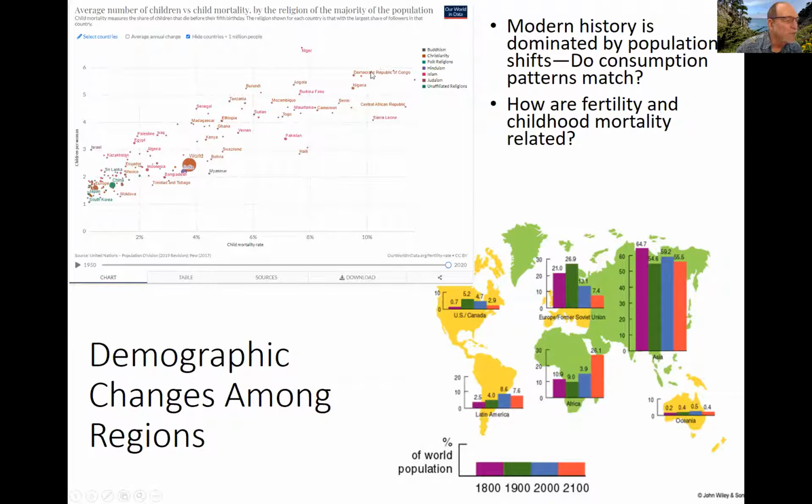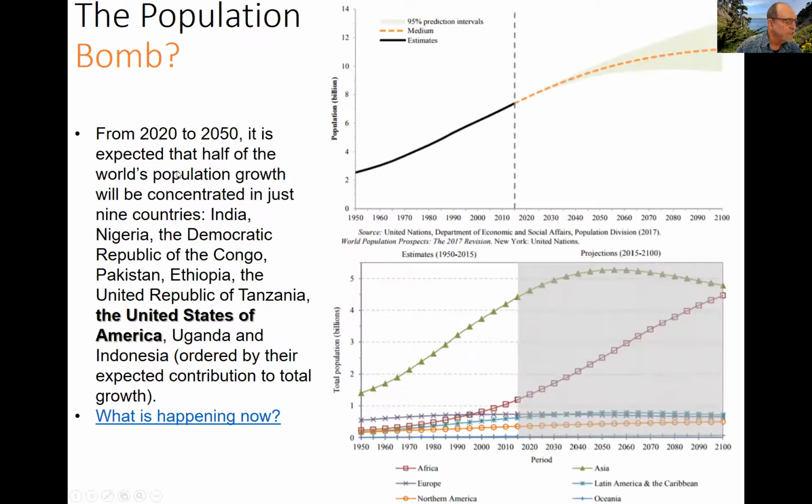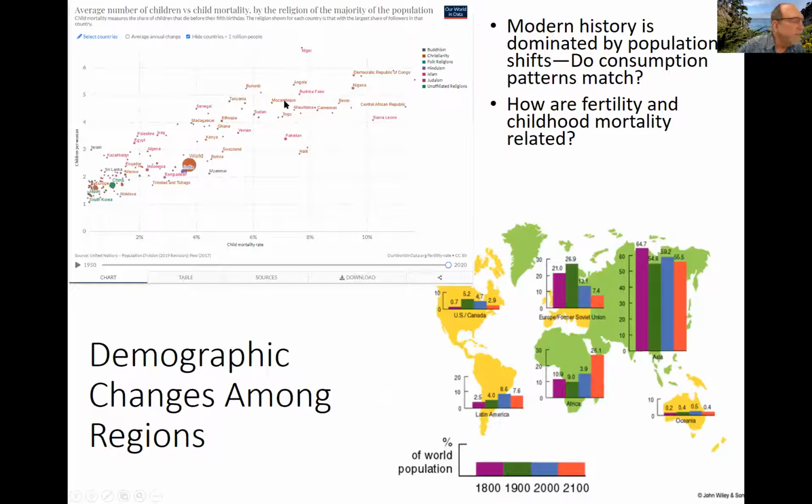And you can also see that some of the countries that were named in the previous slide as being drivers in the total expected rate of population growth. Oops, going the wrong direction. So Nigeria, Democratic Republic of Congo, Pakistan, Ethiopia, Tanzania. If you look here, you can find a lot of these countries exactly where we would expect, with high fertility rates and high childhood mortality rates.